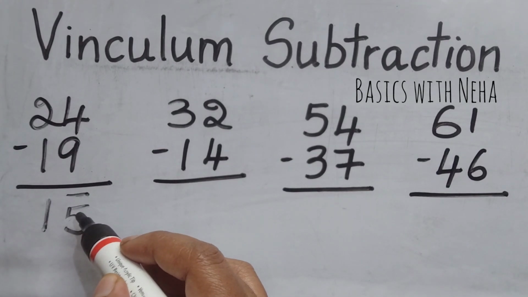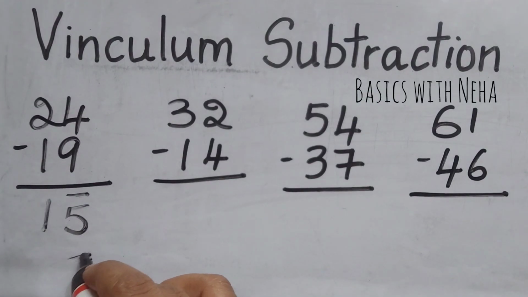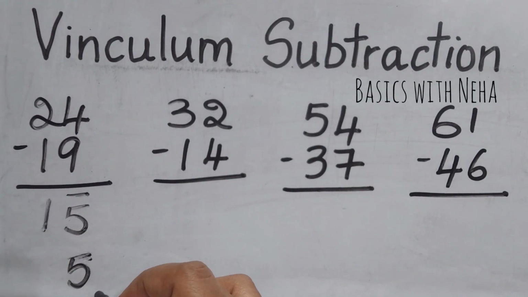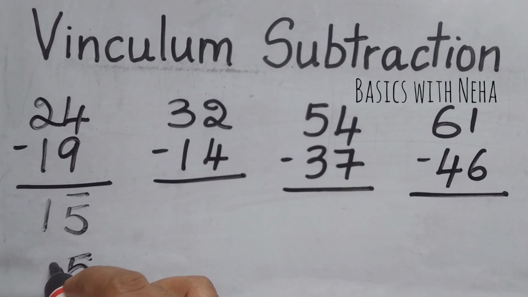So to de-vinculate, 10 minus 5 would give me 5. I'm going to remove the bar from the number. And then you have to reduce 1, so I'm going to put a 0. My final answer would be 5.